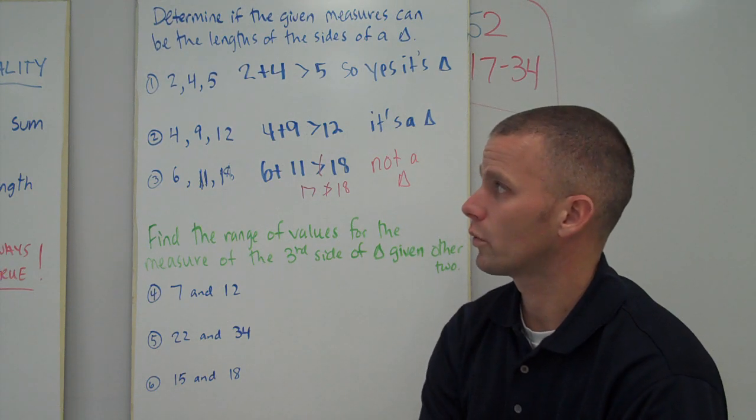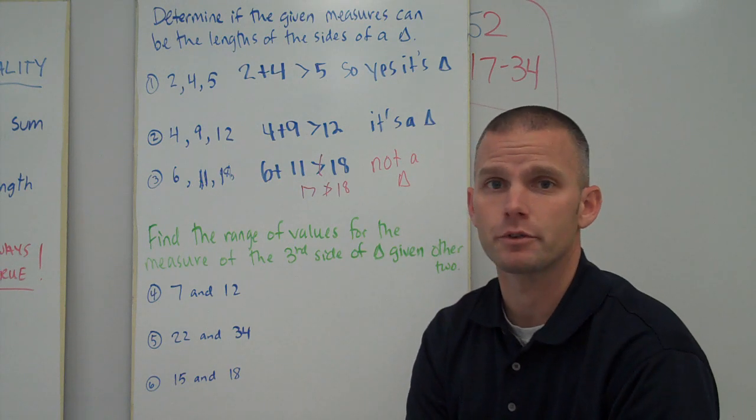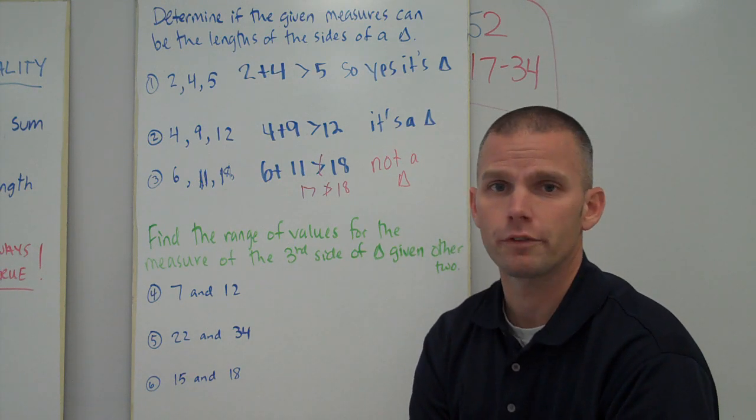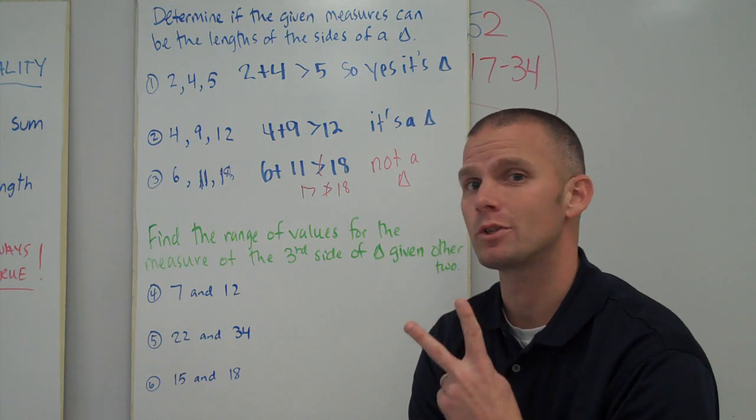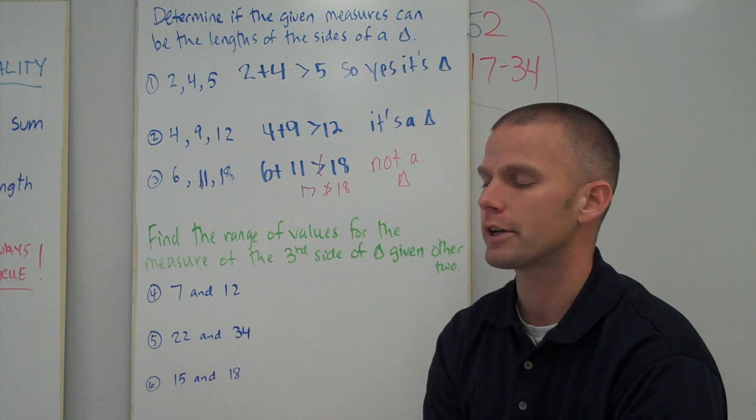So that's where the triangle inequality theorem comes into play. If I'm given three lengths and say, hey, can those three lengths make up the triangle? I can use that inequality to figure it out. Key is focus on the two smaller sides. If the two smaller sides add up to be more than the third side, you're in good shape.